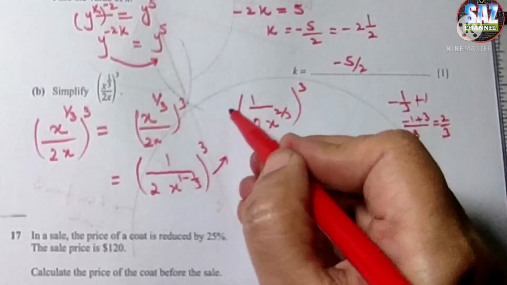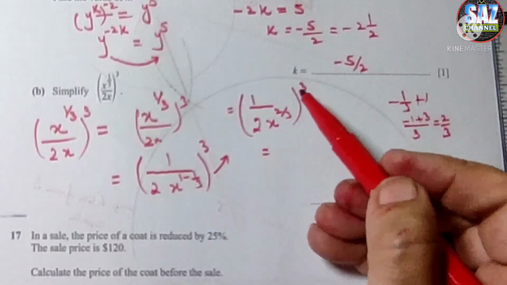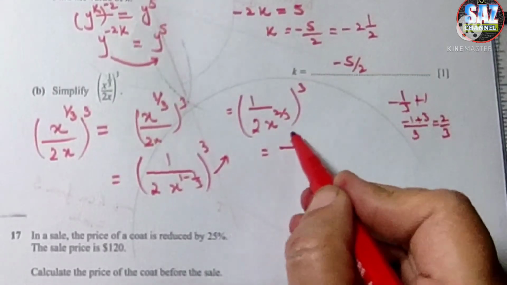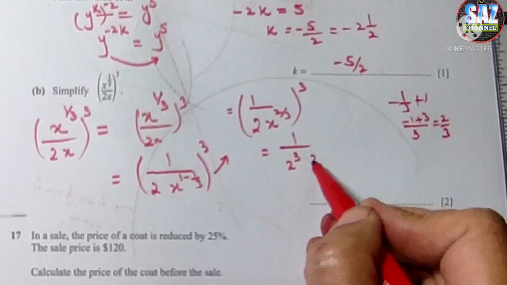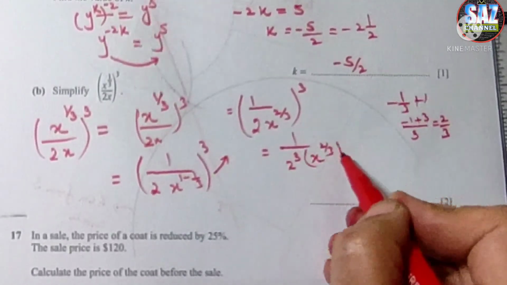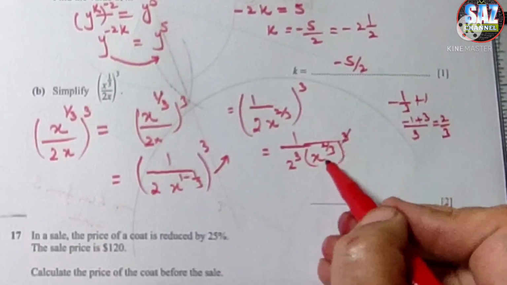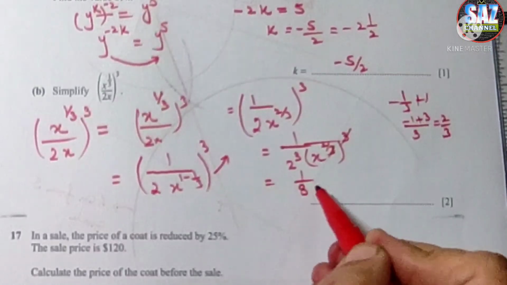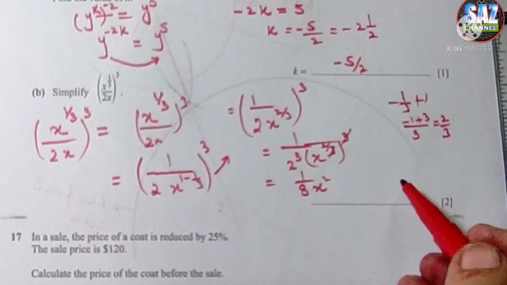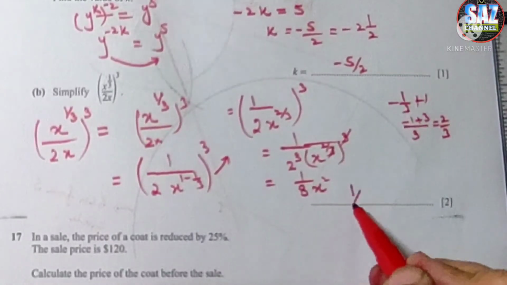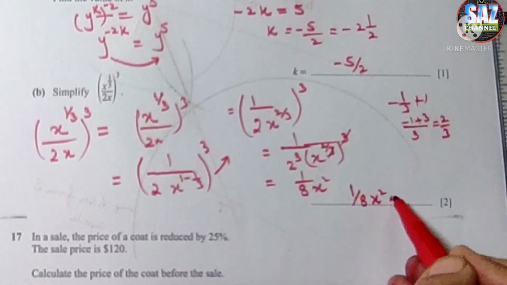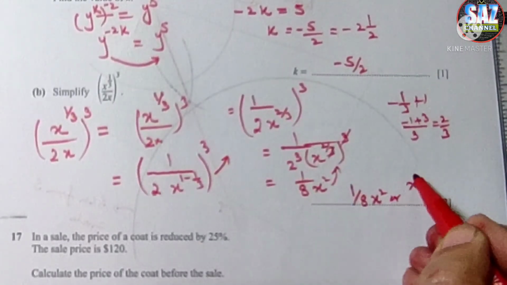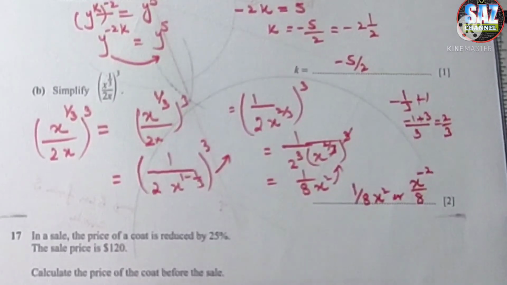Now what we have to do is apply this index on all terms inside the bracket, and it will take the form 1 over 2 cube into x raised to power 2 by 3 multiplied by 3. This 3 will go with this 2 by 3, and I will have 1 over 2 raised to power 3, which is 8, and x square. So I hope you are really clear about this: 1 over 8 x square. Some students may give the answer x raised to power 2 over 8. In both ways it will be correct.